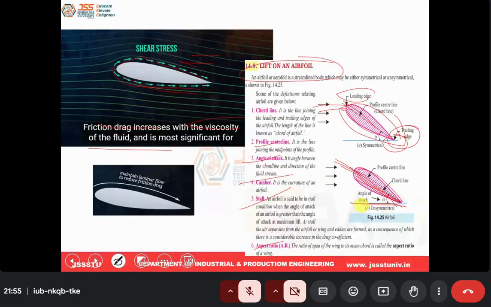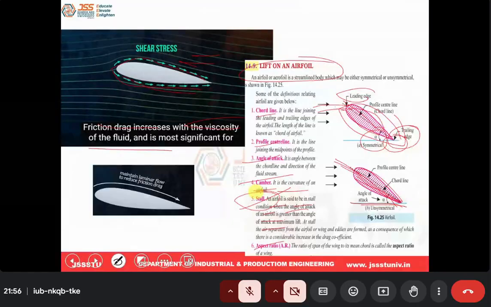Camber means the curvature; this curvature line we call the chord line. Then stall means an aerofoil is said to be in a stall condition when its angle of attack is greater than the angle of attack of maximum lift. So when we place this aerofoil at an angle, and at a particular angle of attack, this alpha will give the maximum lift. That position of the aerofoil is called stall.